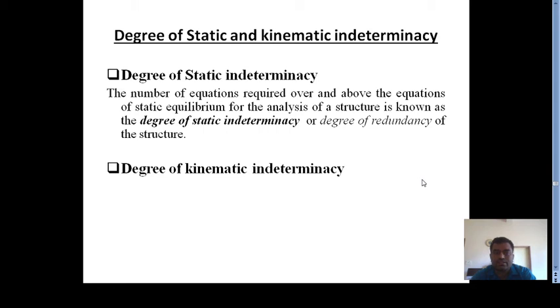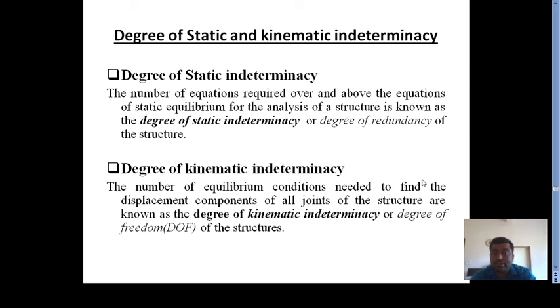Then next is the degree of kinematic indeterminacy. What is the degree of kinematic indeterminacy? It is the number of equilibrium conditions needed to find the displacement components of all joints of the structure, known as the degree of kinematic indeterminacy, or the degrees of freedom of the structure. We already discussed this, and we require more equilibrium conditions to satisfy the equations in that member or element.